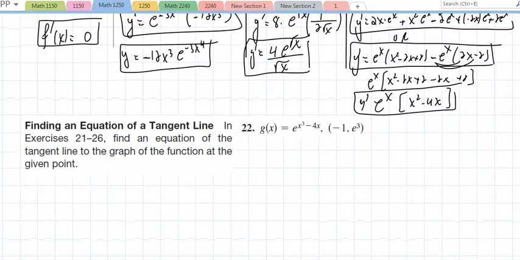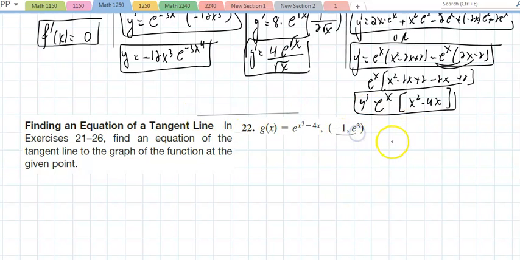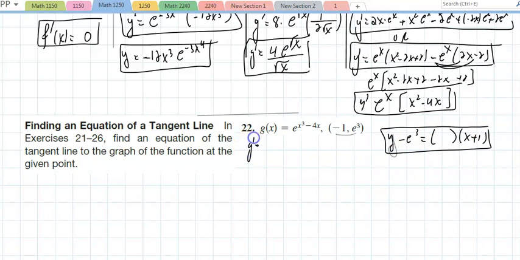On number 22, if I wanted to find an equation of the tangent line, here's the point. I'll say y minus y1 equal m times x minus x1. All I need to do is find the slope of the line, which is the derivative. The derivative of an exponential is the exponential, times the derivative of the exponent, which is 3x squared minus 4 at negative 1.